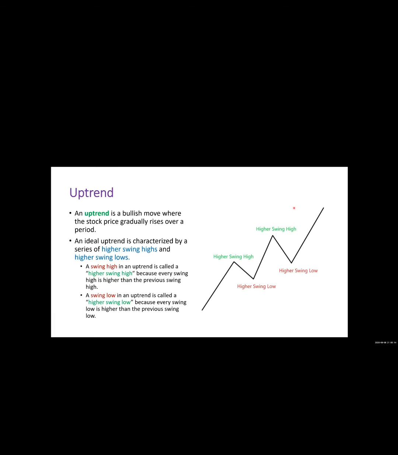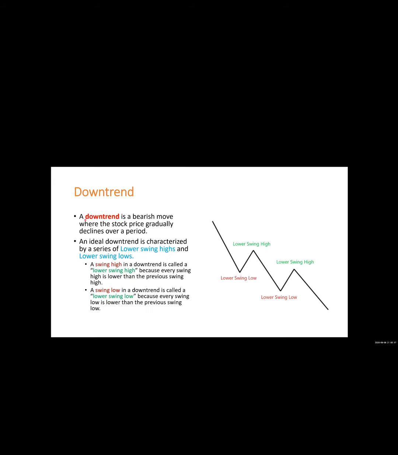Now, what is a downtrend? A downtrend is a bearish move where stock prices gradually decline over a period. An ideal downtrend is characterized by a series of lower swing highs and lower swing lows. I was just talking about Tesla. Take a look at Tesla's stock chart when it tested 500 a couple of days back. It created a new high. If we watch the stock chart, you can clearly see that the stock continued to fall, decline, and then it created a lower swing high. There was a small retracement, and that's where all the bulls got caught. They thought, hey, Tesla is going to rally now, this is the support.